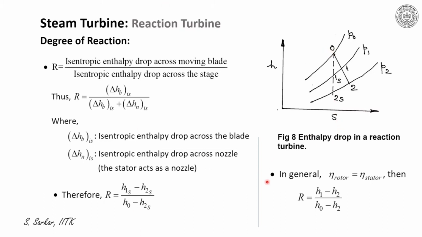Now often the efficiency of rotor is same as that of the stator. Then if the efficiency of rotor is same as that of the stator, R can be stated as actual enthalpy drop in the rotor divided by actual enthalpy drop in the stage. Thus, R is equal to (h1 minus h2) divided by (h0 minus h2).